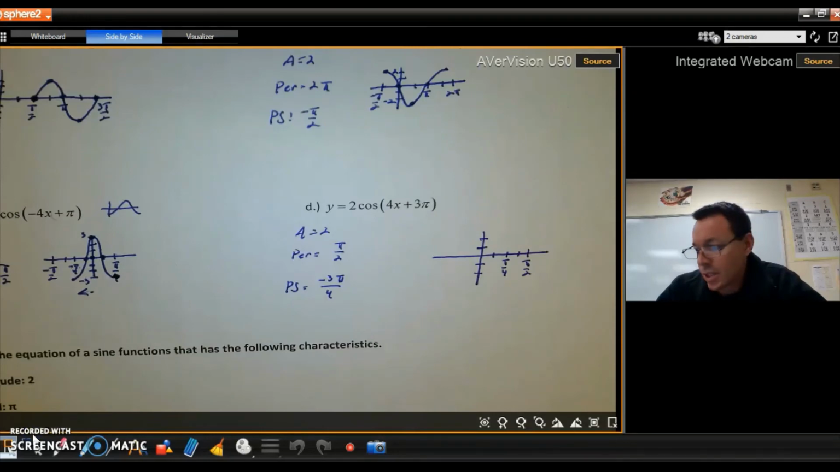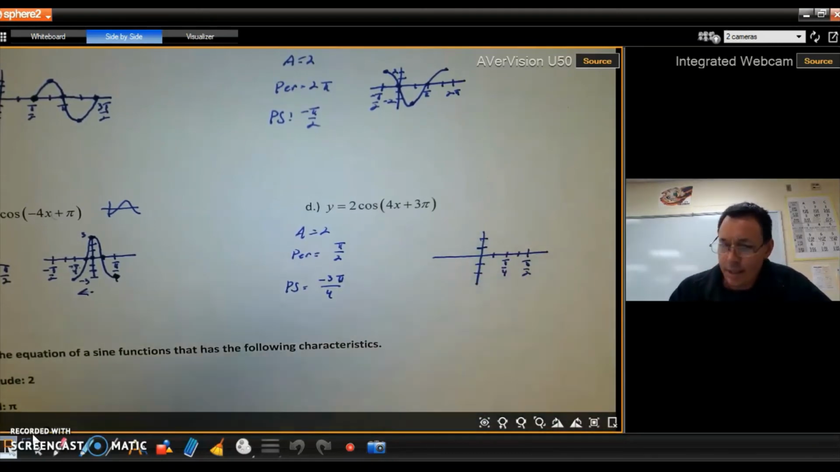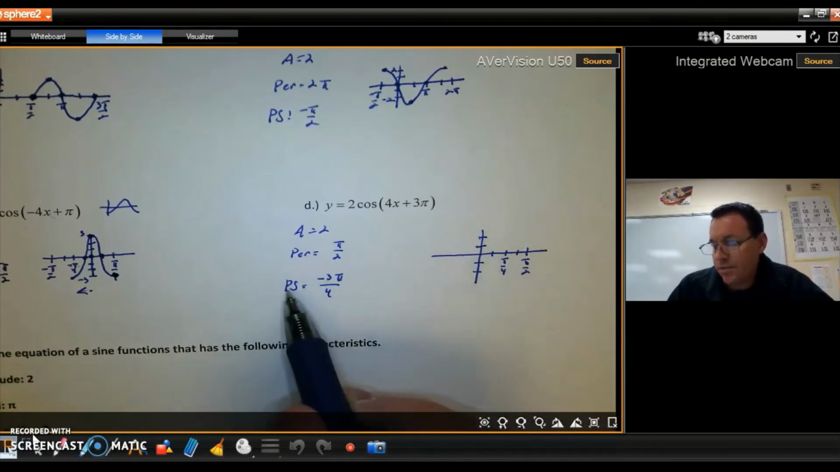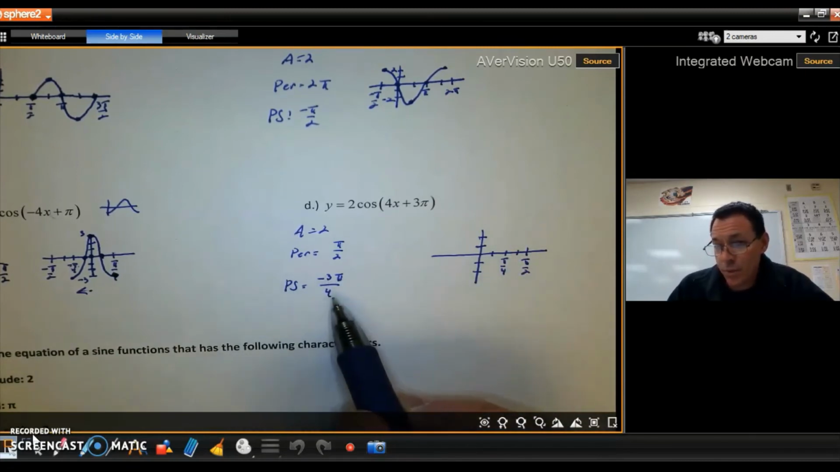All right, so I'm going to go and take a look at from this point. So I found all my information, the amplitude, period, and phase shift. Okay? And then I went ahead and made my x and my y axis. I went ahead and labeled those. So that now I can kind of take a look at, so the period was pi over 2. So there's how far we went. But the phase shift is negative 3 pi over 4.